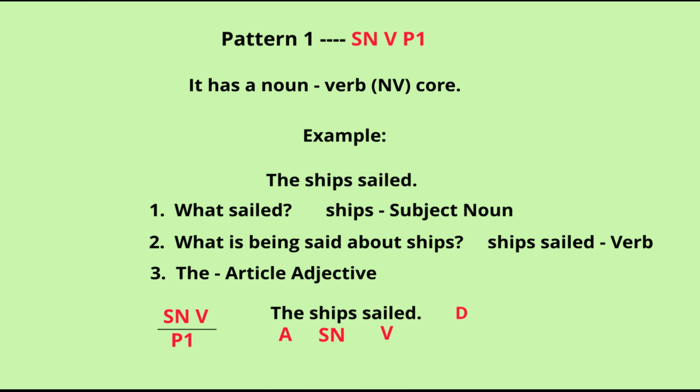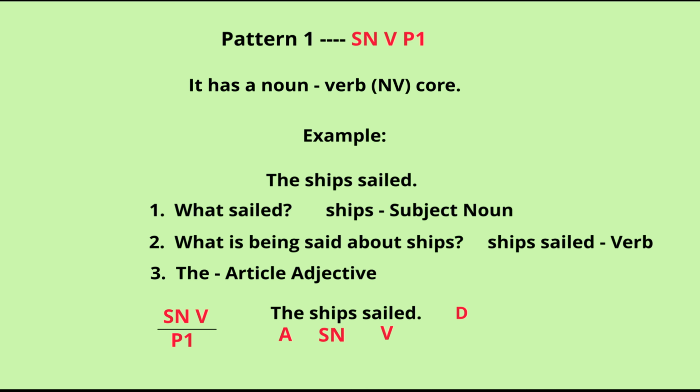Pattern 1 is subject, noun, and verb. So it has a noun and verb core. Let's see an example. The ships sailed. What sailed? Ships. So ships would be the subject noun in the sentence. What is being said about the ships? They sailed, right? So sailed would be the verb because it shows action.